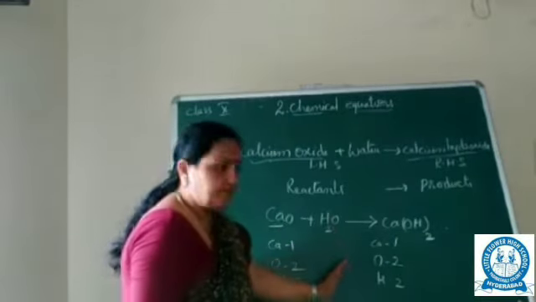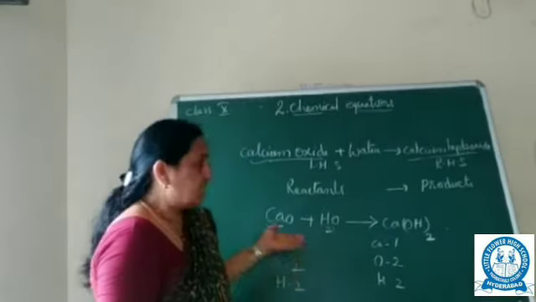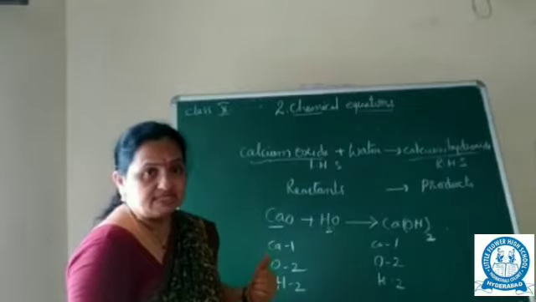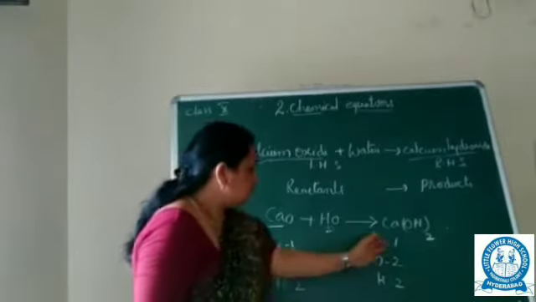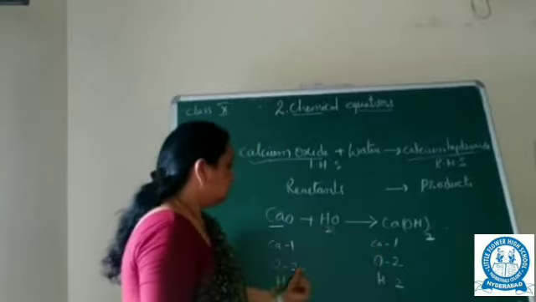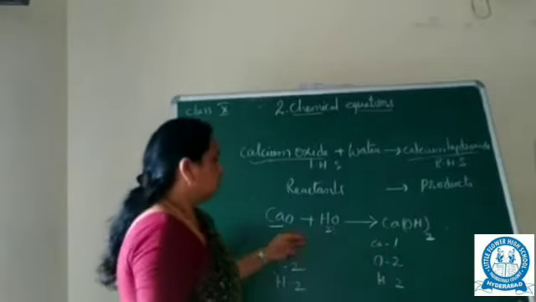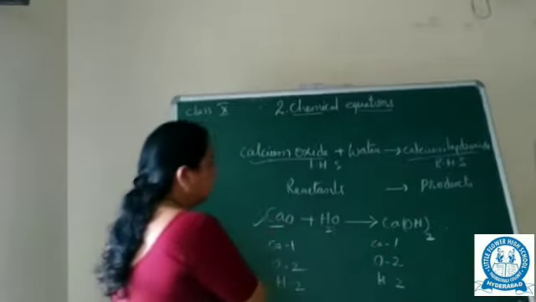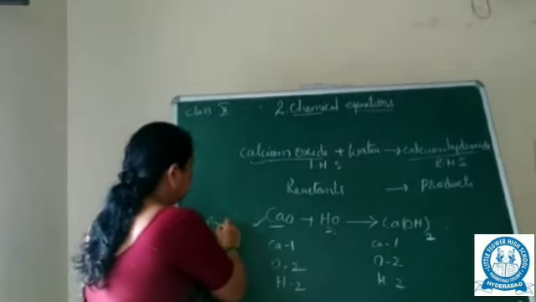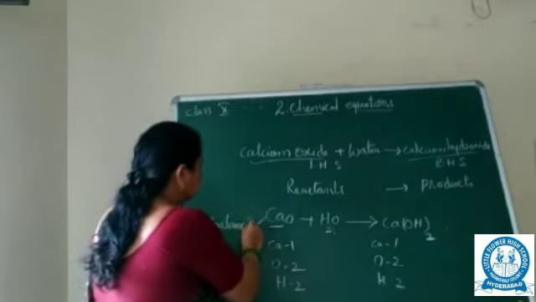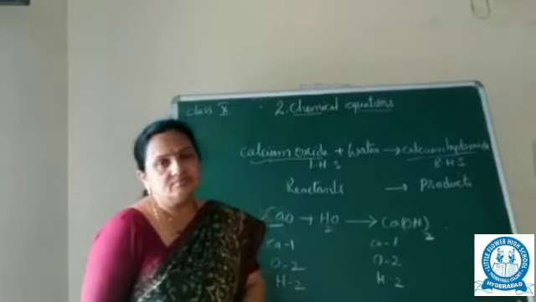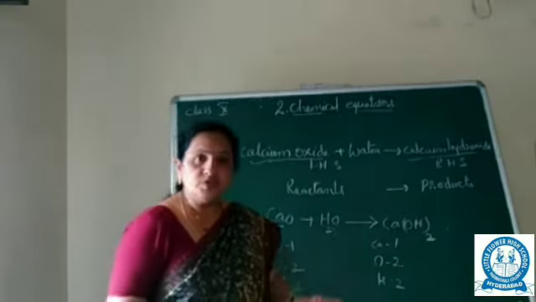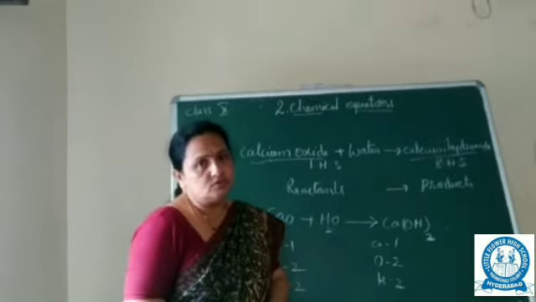By comparison, as per the law of conservation of mass, is it balanced or not? Everything should be balanced. 1, 1, 2, 2, 2, 2. So, this reaction is nothing but balanced. Meaning this is as per the law of conservation of mass. There is no creation and there is no destruction.